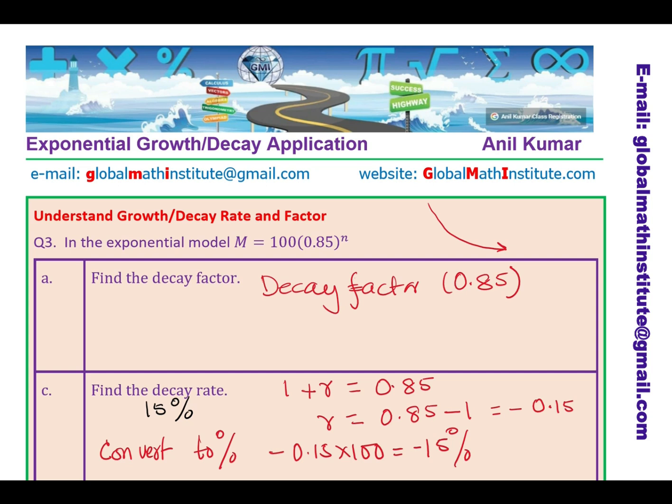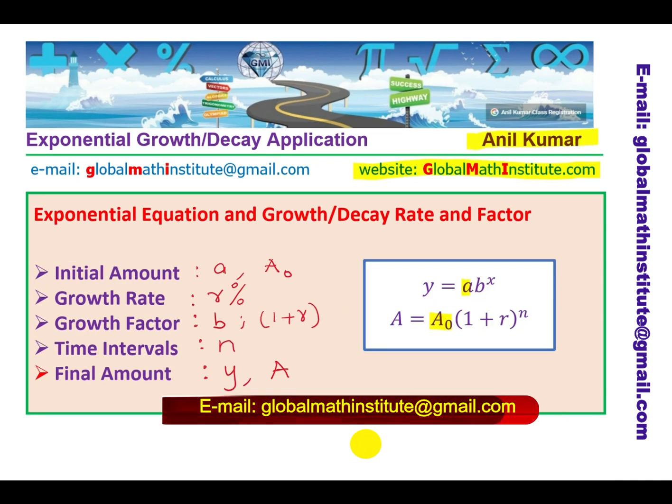So I hope you understand now. Given the equation in these two forms, how do we find the decay rate or decay factor and growth rate and growth factor?